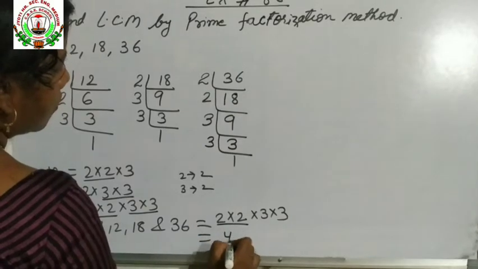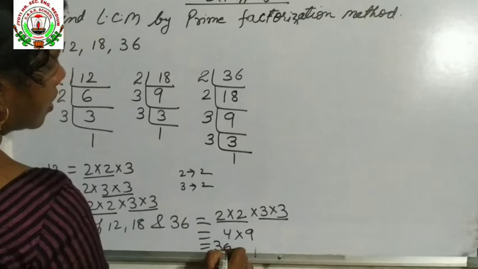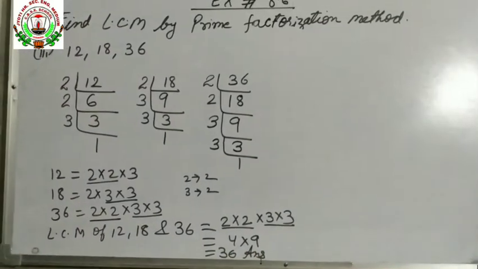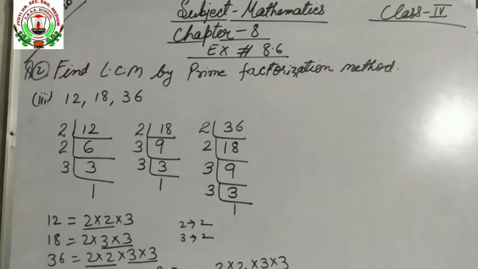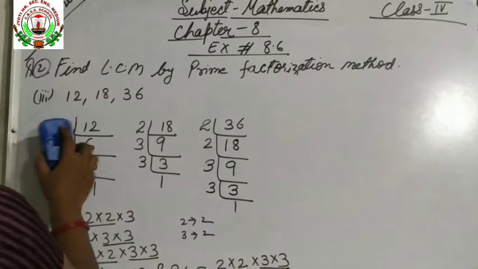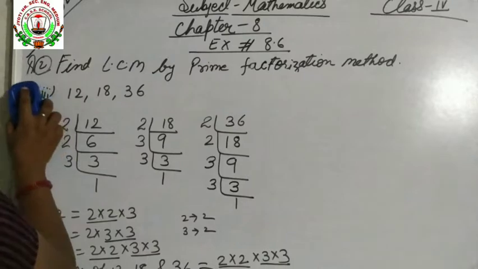2 2s are 4, 3 3s are 9. So 4 9s are 36. 36 is the LCM of 12, 18 and 36. Understood? Now next question is 4. 4 is also 2 digit. So you will try to do this.